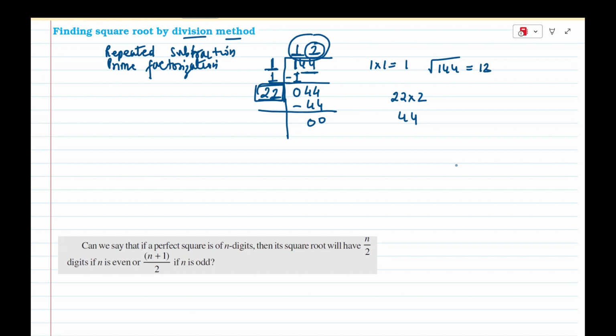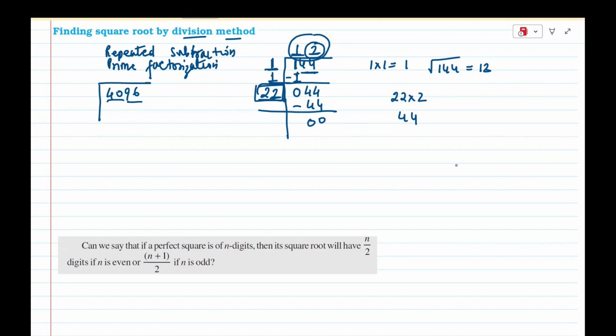Let's take one more example. Suppose I'm taking 4096 and need to find out the square root of this number. So what we do? We simply draw the line. Now start pairing from the unit place. So 9 and 6 is one pair. 4 and 0 is another pair.